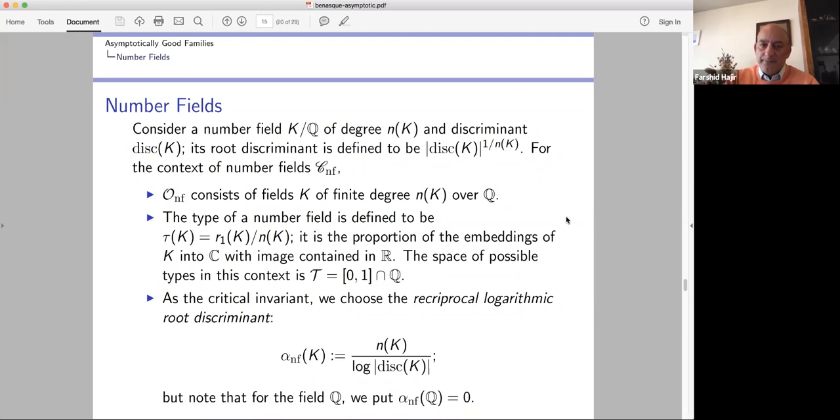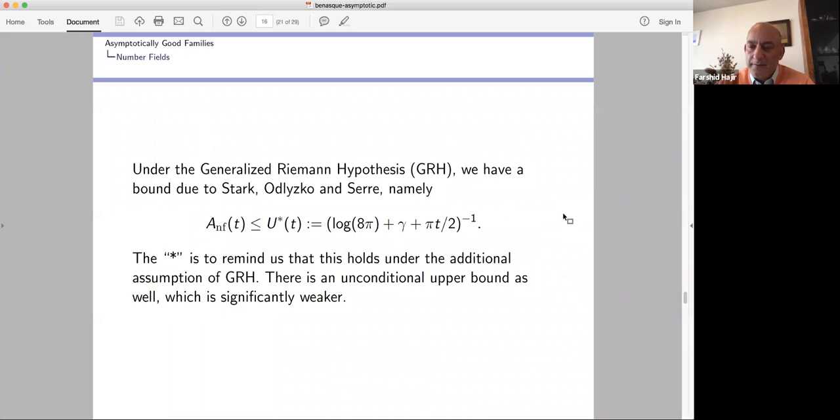So with this setup, we have the following upper bound for the asymptotic envelope. Assuming the GRH, the asymptotic envelope is less than or equal to 1 over log of 8 pi plus gamma plus pi over 2 times t, this reality. This might look a little bit weird to people. That's just because I've normalized things by taking t to be the number of real places divided by n. And the star is to remind us this is assuming GRH. There's an unconditional bound also, but it's much worse. It's like log of 4 pi plus gamma, and the constant in front of t over 2 is also not as good.